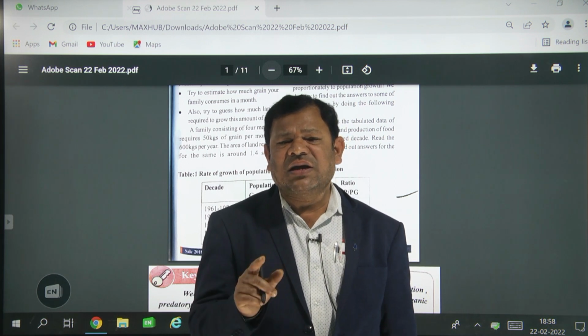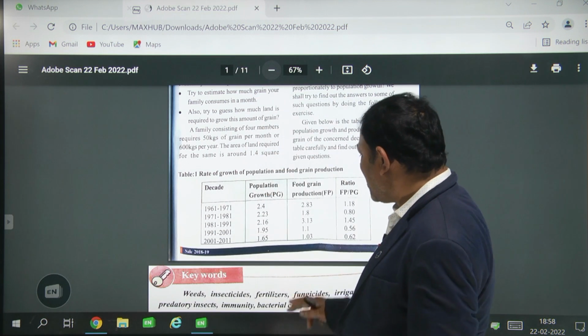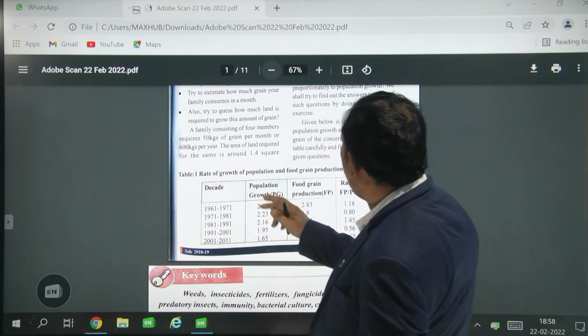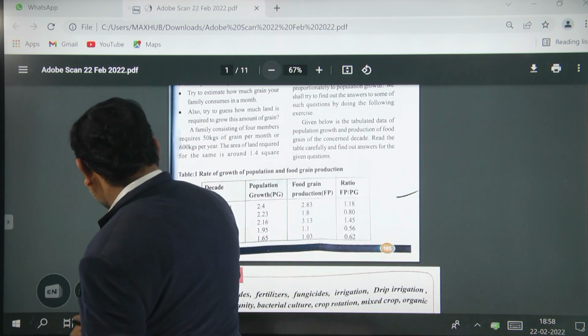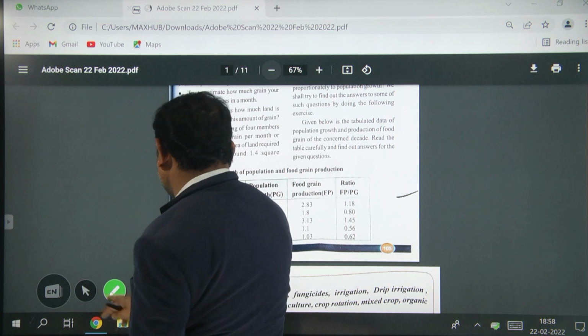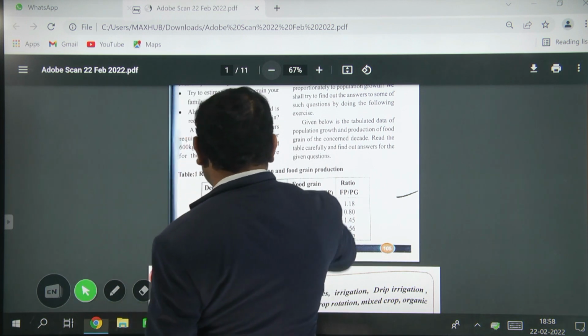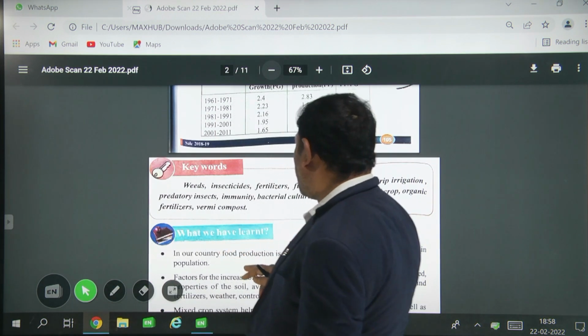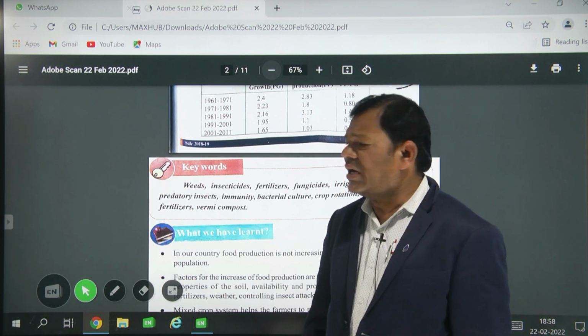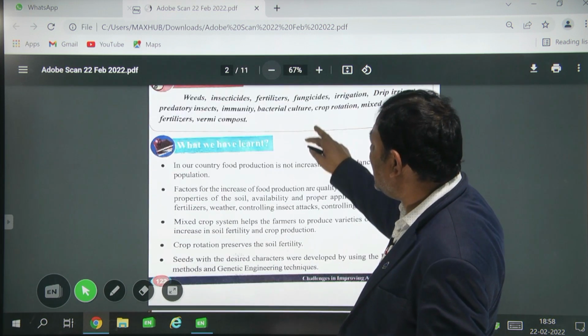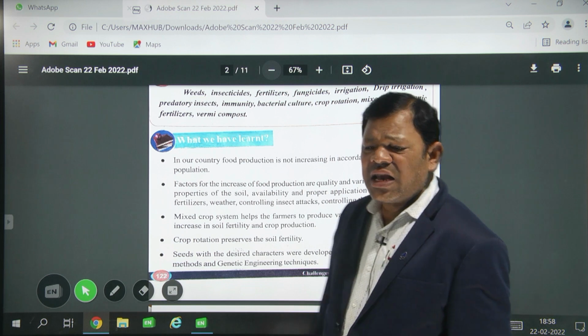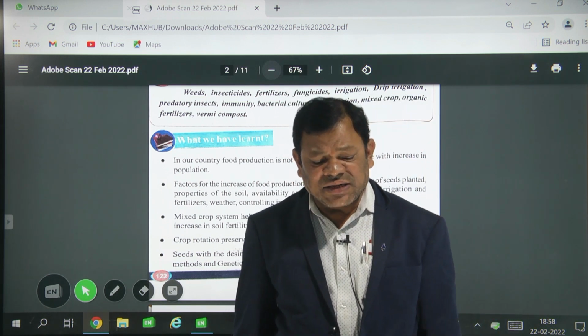So keep this in your mind. If more water is present, it gives more yield. If the water is very little, it gives less yield. Is it clear?